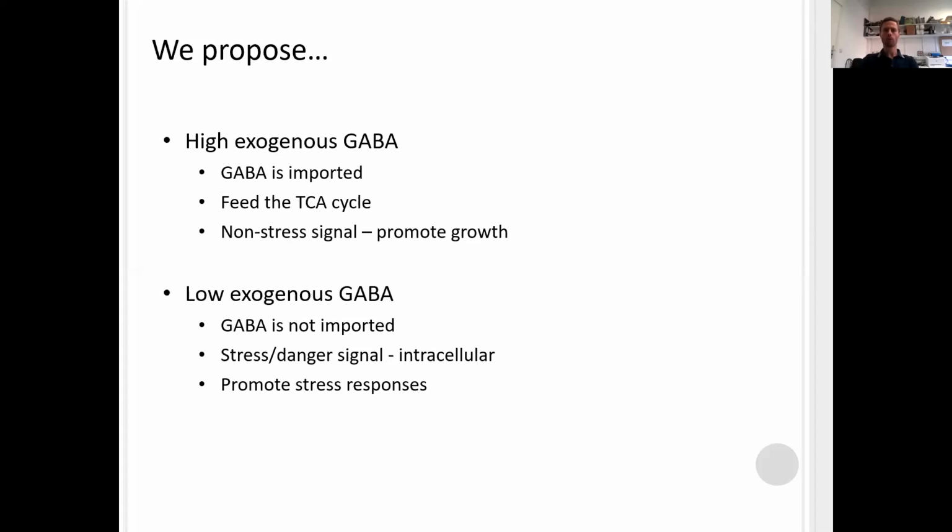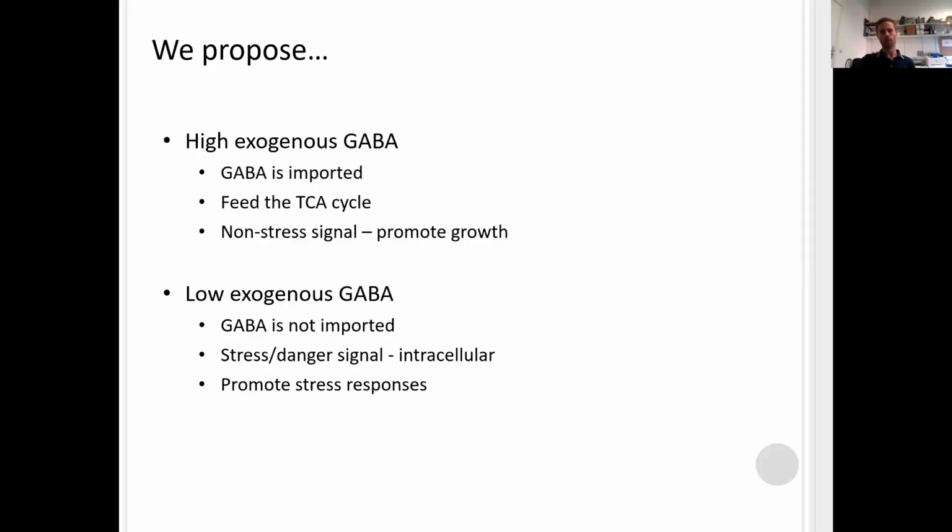We propose two scenarios. So we propose a high exogenous GABA concentration scenario, where GABA can actually be imported into the cell, probably through similar transporters to those found for glutamate. And upon these conditions, GABA is imported into the cell. It can be fed into the TCA cycle, so used as a food source. And in these conditions, GABA is not perceived as a stress signal, but it actually promotes growth as it represents high energy availability.